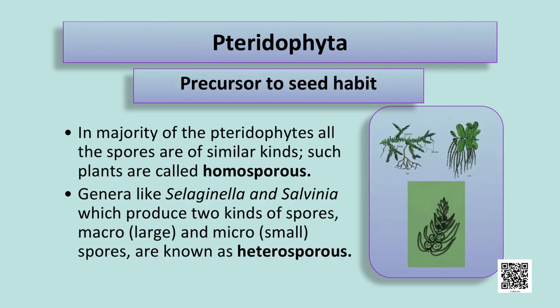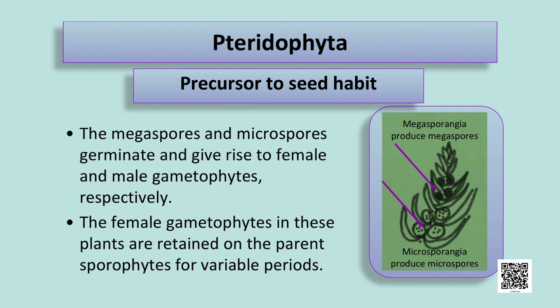In the majority of pteridophytes, all the spores are of similar kind. Such plants are called homosporous. However, genera like Selaginella and Salvinia, which produce two kinds of spore, macro, large one, and micro, small one, are known as heterosporous. Such spores may have different structures, size and function. The large one is a megaspore and germinates into female gametophyte, whereas the smaller one is microspore and germinates into male gametophyte. Let us try to understand this by taking an example of Selaginella.